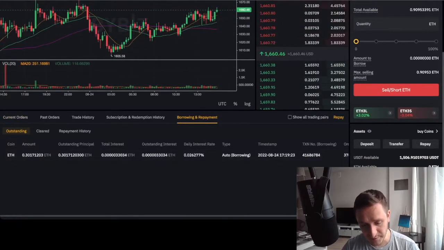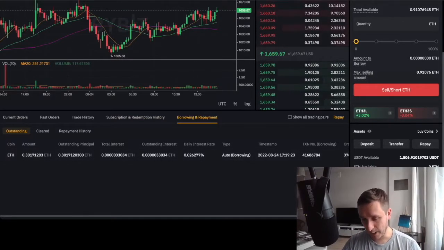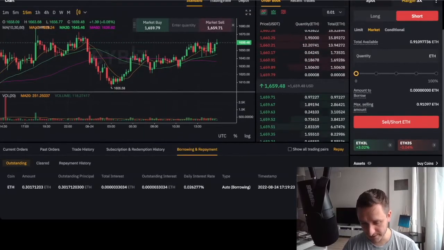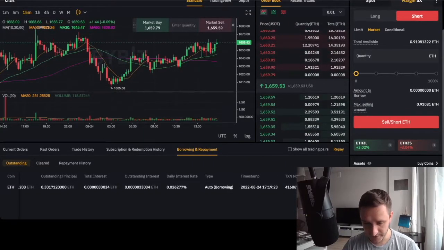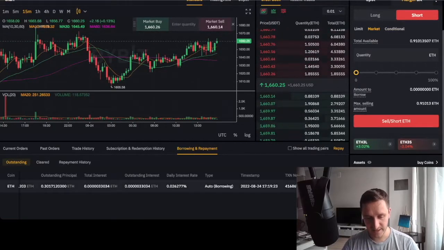And then in borrowing and repayment down below, you will see my position with auto borrowing, right? So you have it here. Now, if you want to repay it, you can repay it directly here, but in order to repay it, I will have to have this ETH bought later on.